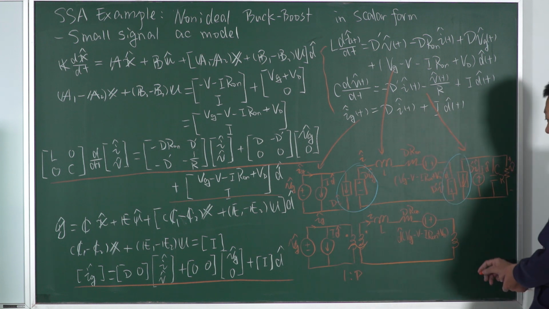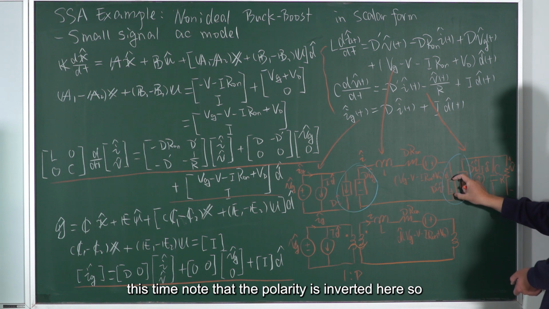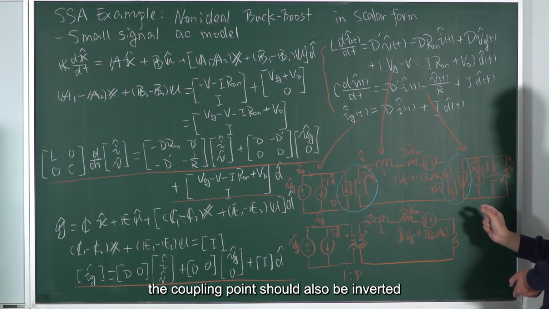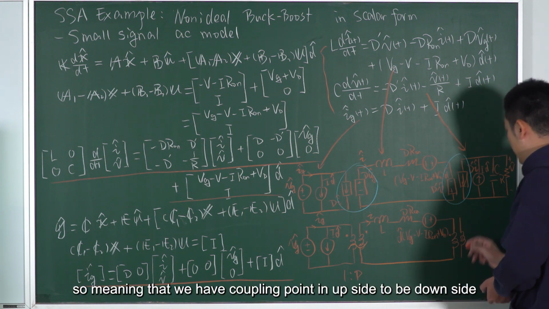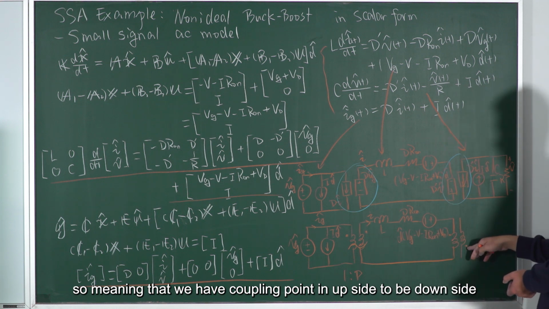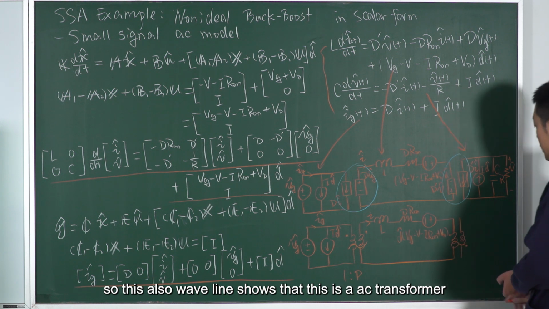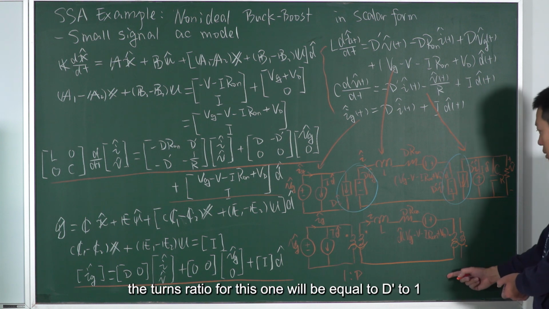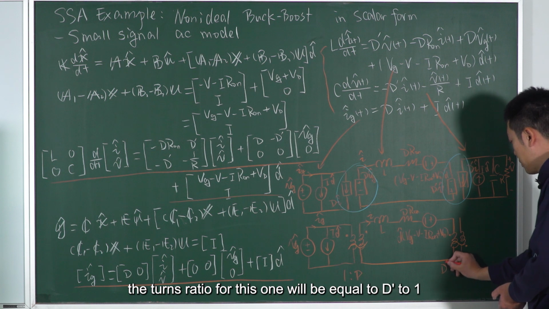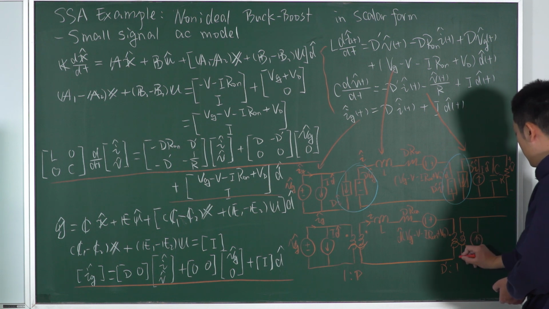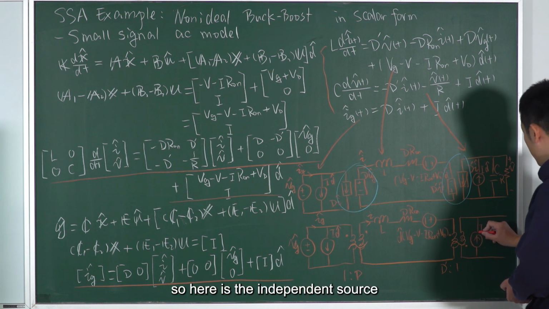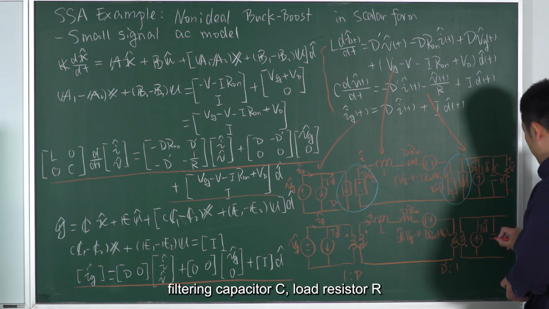And another transformer, right? This time, note that the polarity is inverted here, so the coupling point should also be inverted. Meaning that we have the coupling point on the output side to be downside, right? So this wave line also shows that this is an AC transformer. The turns ratio for this one will be equal to D prime to 1. So here is the independent source, filtering capacitor C, load resistor R.